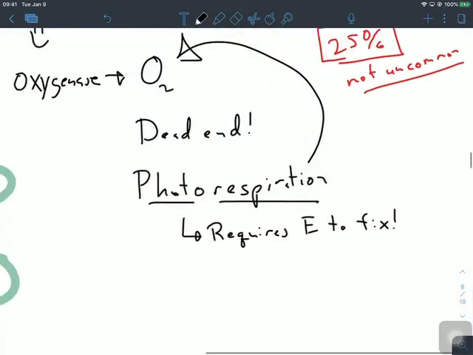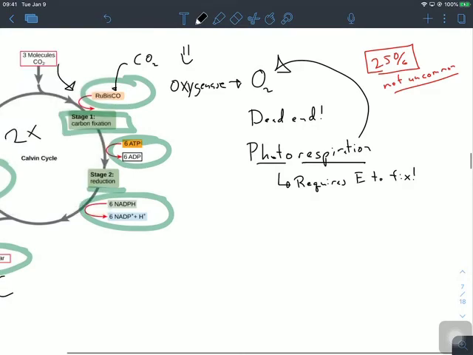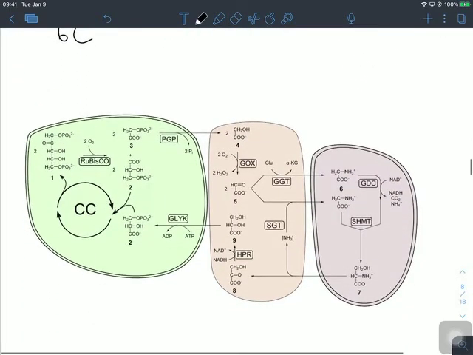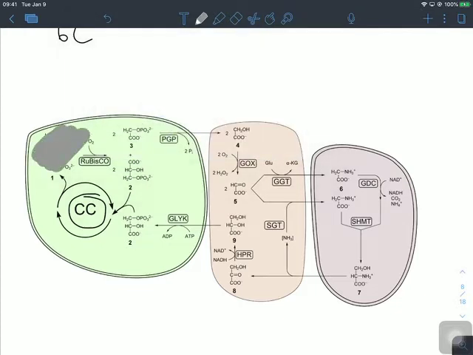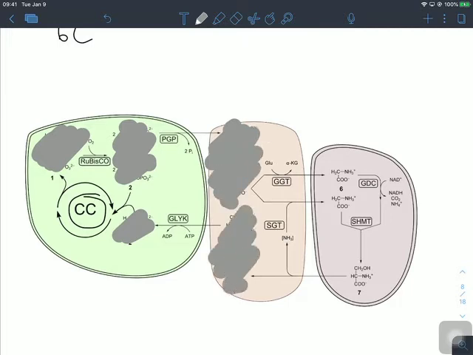Now, rather than just keeping it as a dead-end molecule, the plant goes through a lot of processes in order to get it back into the Calvin cycle. Now, all of these intermediate steps, all of this is stuff that y'all can ignore. That's even beyond most things that you'll get in an undergraduate education. You can leave that for grad school.